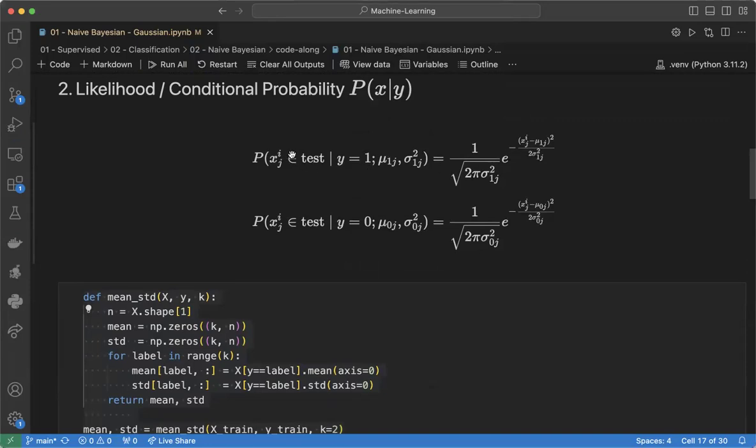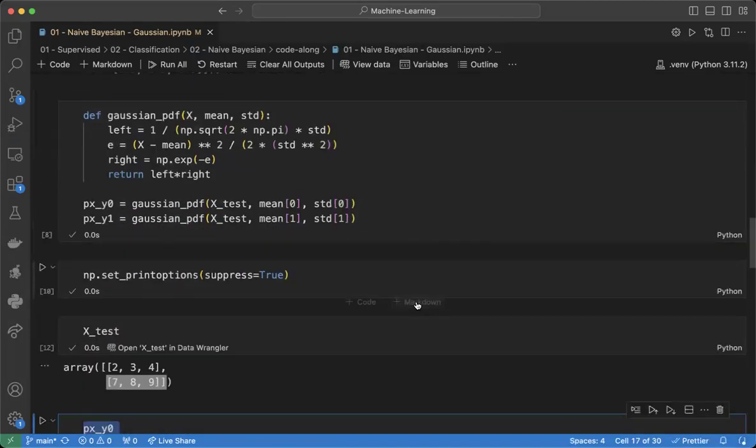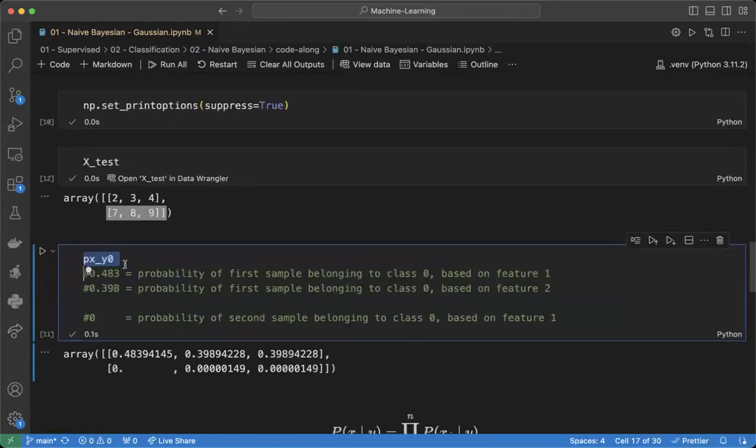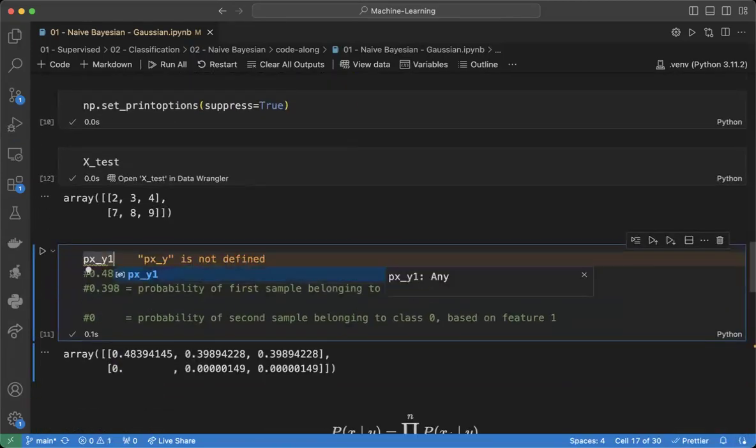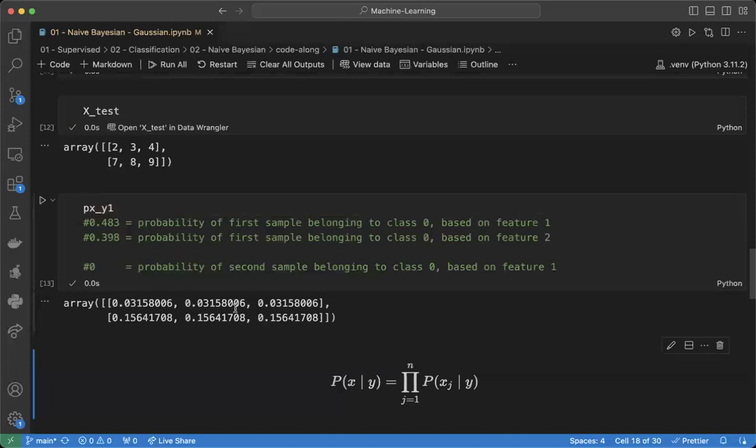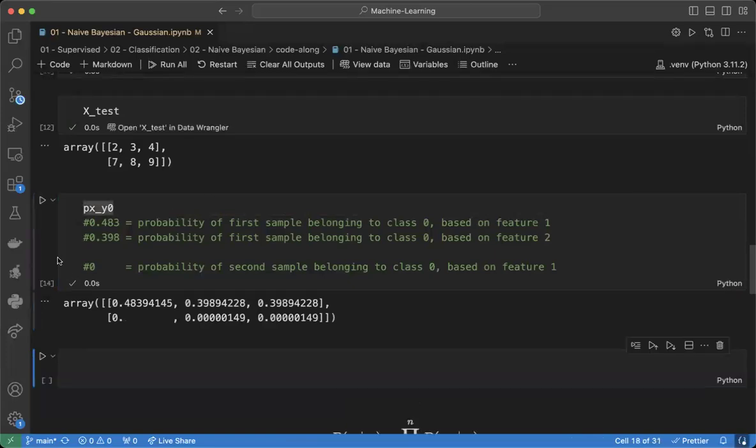And then you just plug your x test into here. You already get the probability of whether it should be belonging to class 1 or 0 based on each of the features. And of course, I can also type 1, and then I will see the same thing, but for class 1. All right, this is excellent.